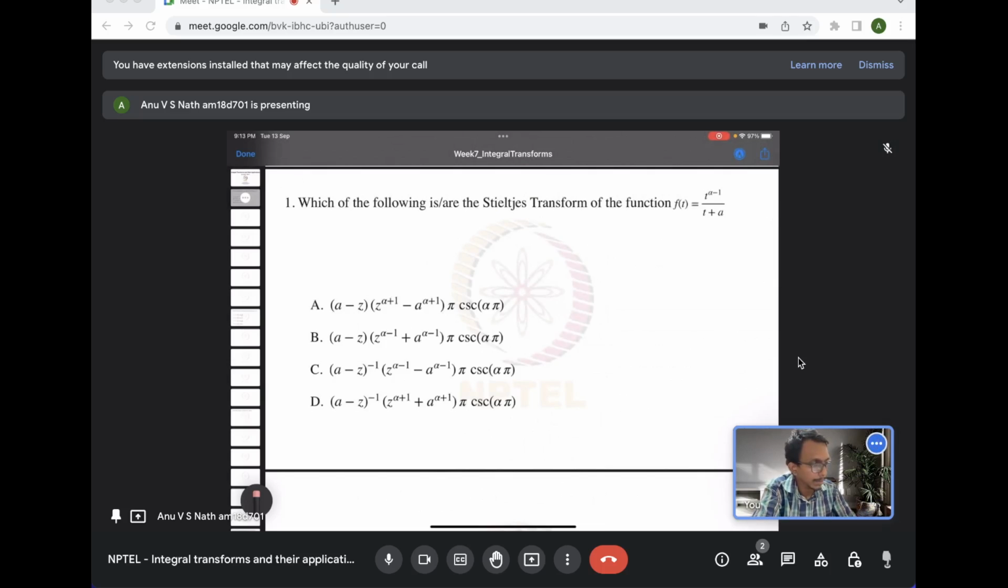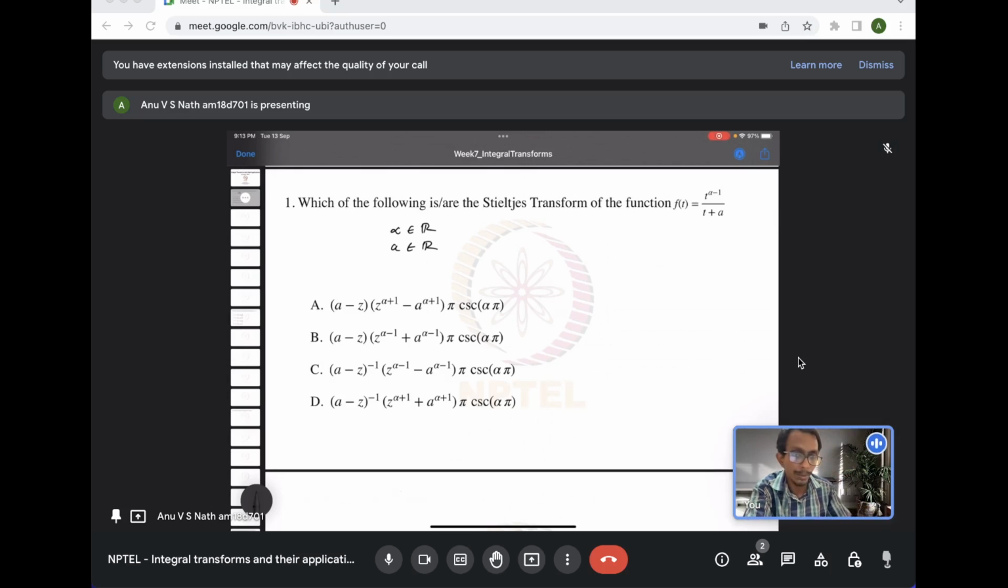Here alpha is a real number and similarly a is also a real number. I haven't mentioned them, but let me write that. The thing is that a can be any real number, but alpha has some restriction, so that the Stieltjes transform exists or converges, because the definition is an integral.